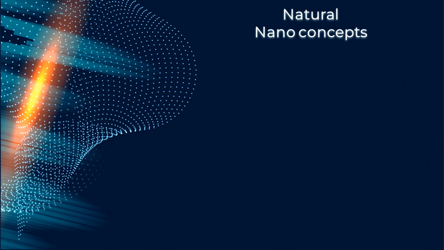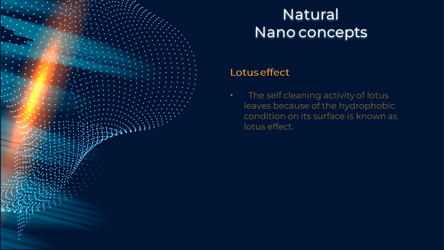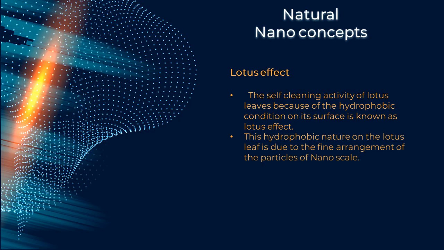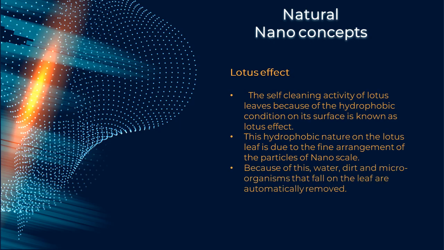Now let's see the natural nano concepts. Lotus Effect. The self-cleaning activity of the lotus leaves because of the hydrophobic condition on its surface is known as Lotus Effect. This hydrophobic nature on the lotus leaf is due to the fine arrangement of the particles of nanoscale. Because of this, water, dirt, and microorganisms that fall on the leaf are automatically removed. Lotus effect can be seen on wings of insects like dragonflies.